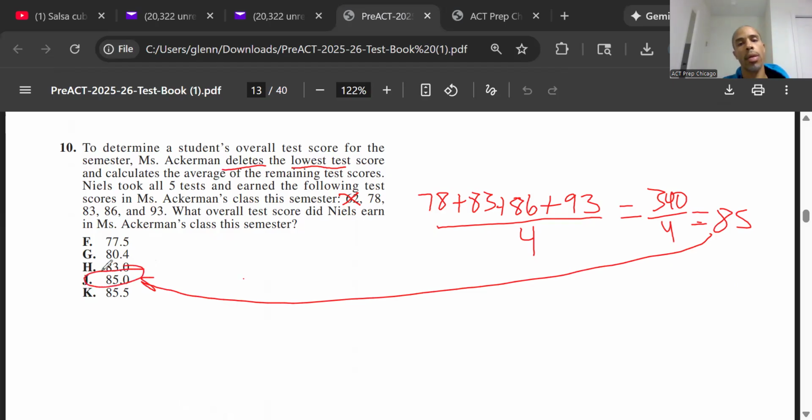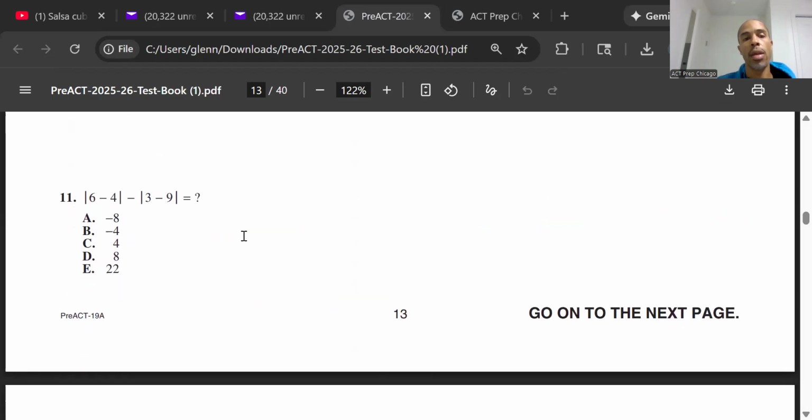Okay, be mindful of this question. Like I said, I had a student miss it because she didn't read the part about taking out your lowest score. She just did the average of 5, and that's not what the directions say.